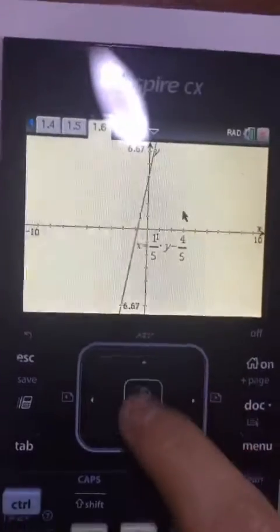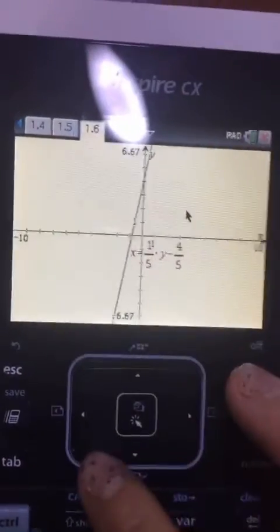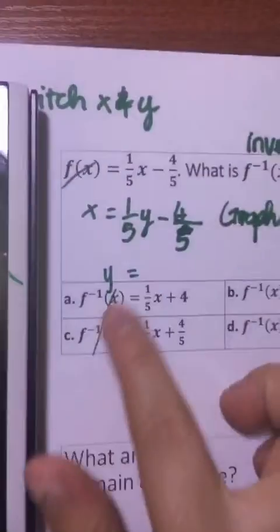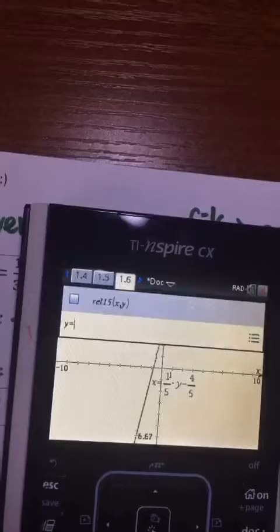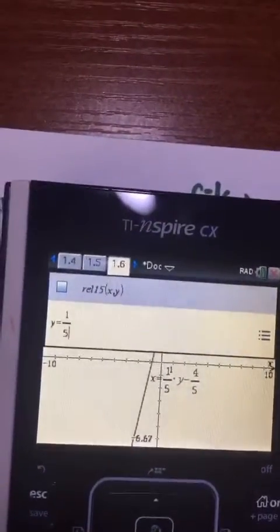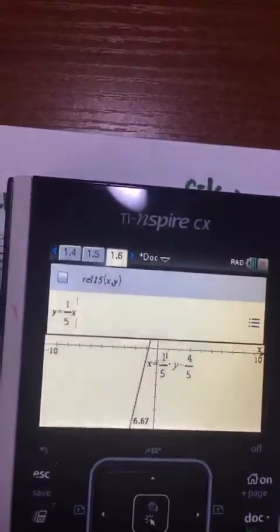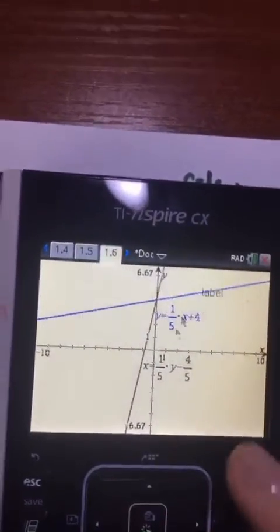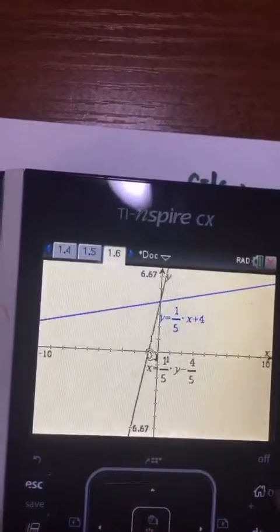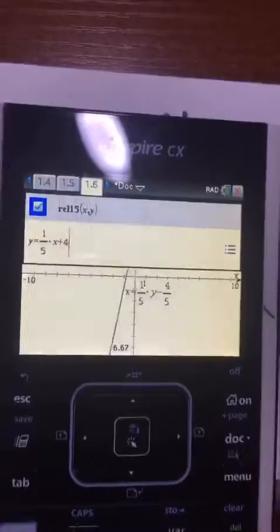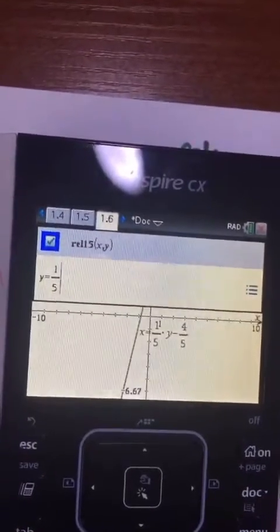So this is the inverse function, right? Next we're gonna hit tab so we can enter the answer choices. The answer choices should begin with y equals. So type it in exactly like that. 1 over 5 x plus 4. Okay, this one you see doesn't match with our inverse function, therefore it's not the answer. So what I do next is I'm gonna double click on that one and delete this.